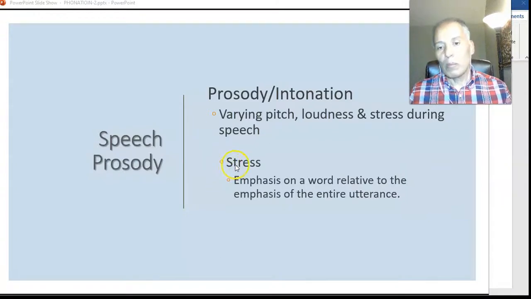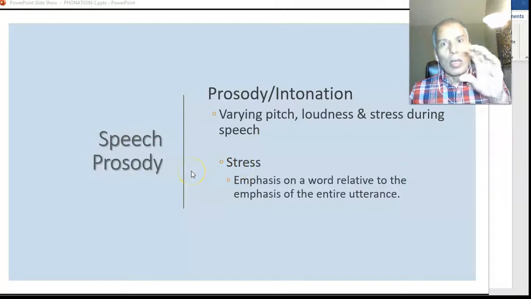Syllables that are high pitched require greater loudness, and they require greater pressure, by the way.